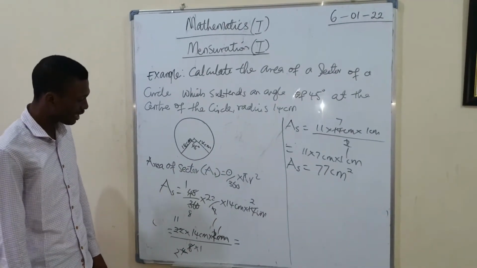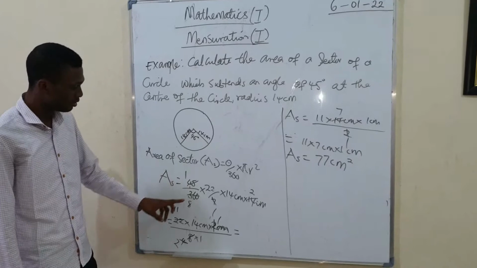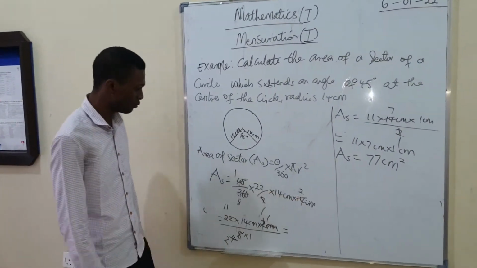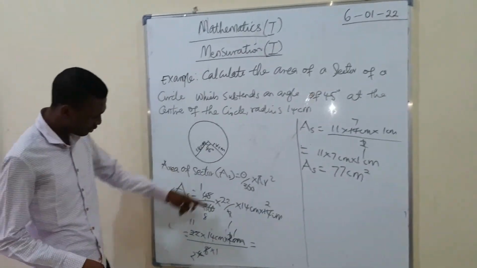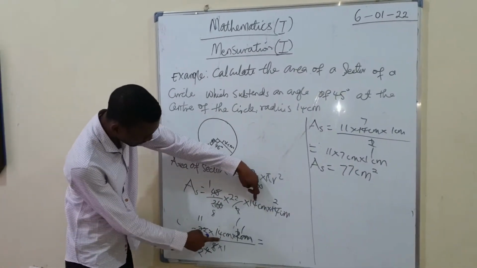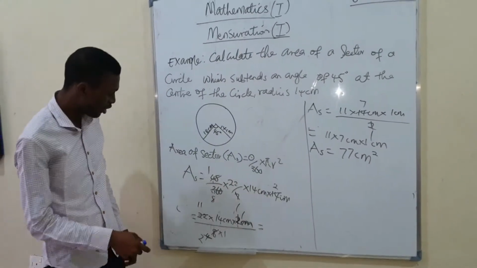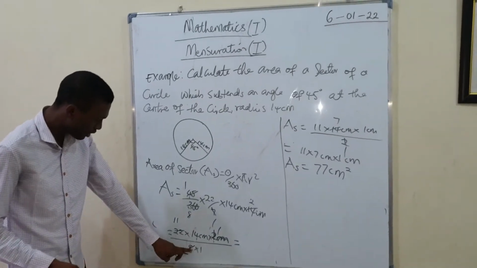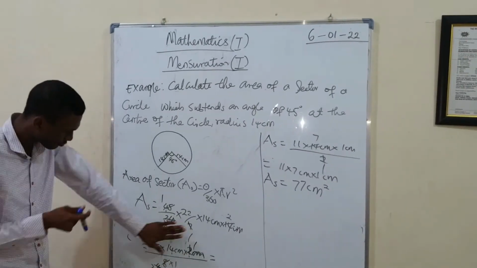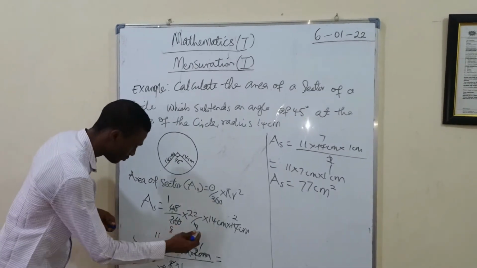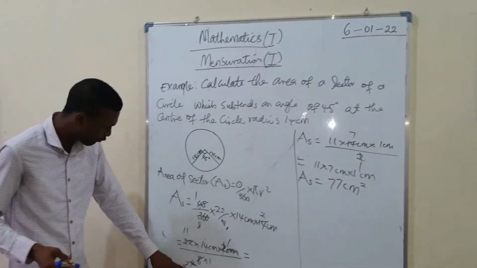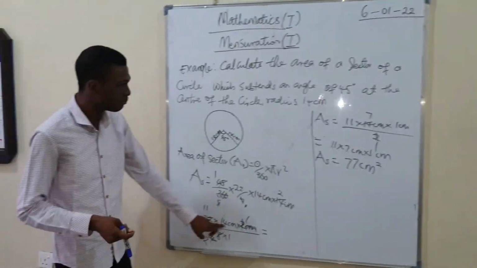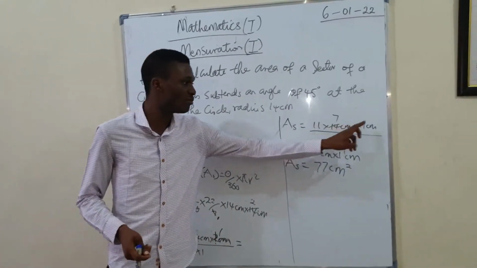We now cancel out. 45 to itself is 1, into 360 we have 8. 7 to itself is 1, into 14 we have 2. Now what is left? We have 22 times 14 cm times 2 cm, then all over 8 times 1. We further simplify. 2 into 8 is 4, 2 into 2 is 1. Then 2 into 4 is 2, 2 into 22 is 11. What we have there? 11 times 14 cm times 1 cm.